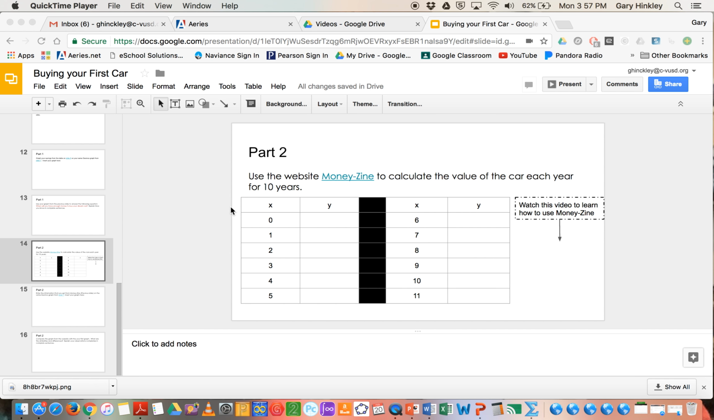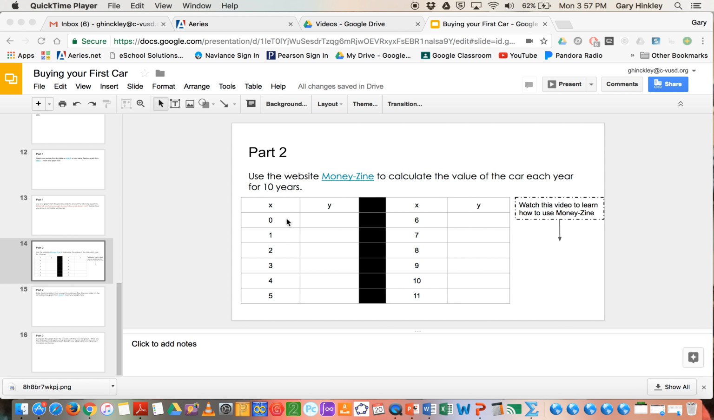Hello everyone. Here I'm going to show you how to use this website, MoneyZine. If you've gotten to this part of the assignment, you should have completed up to slide 13. Here we're going to use this website, which has been designed to calculate the depreciation of a car.